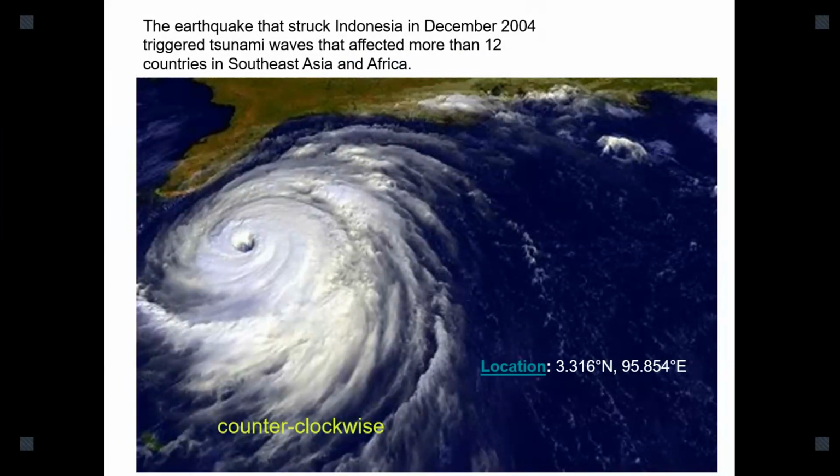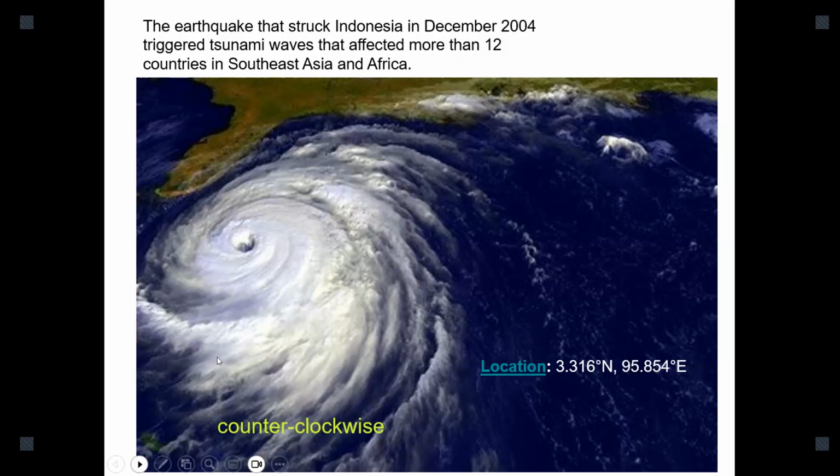Actually, this is one picture I found from the satellite. This is due to the earthquake. Can you remember the tsunami in Sri Lanka at that point? This is from that time, with the hot spot in Indonesia in December 2004. The rotation at this location is counterclockwise.